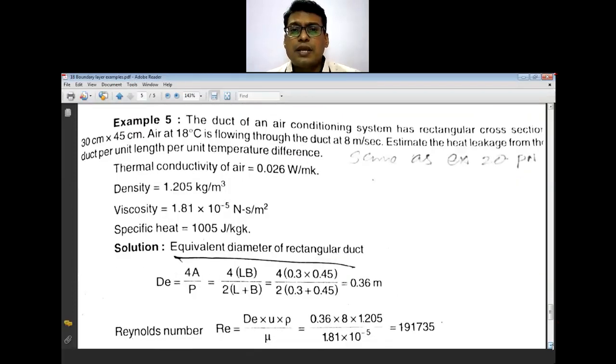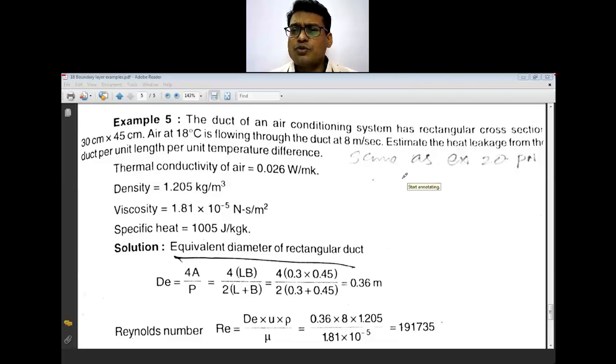Now the next example, a duct we are considering. A duct of an air conditioning system has a rectangular cross section of 30 centimeter by 45 centimeter. The air at 18 degrees Celsius is flowing through the duct at 8 meters per second. Estimate the heat leakage from the duct per unit length per unit temperature difference.